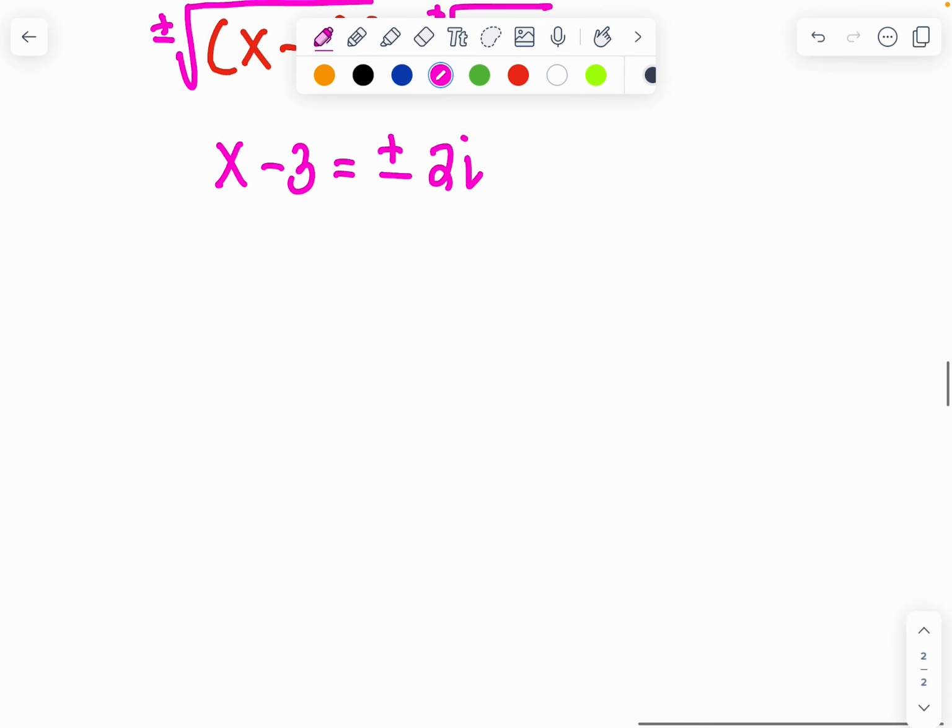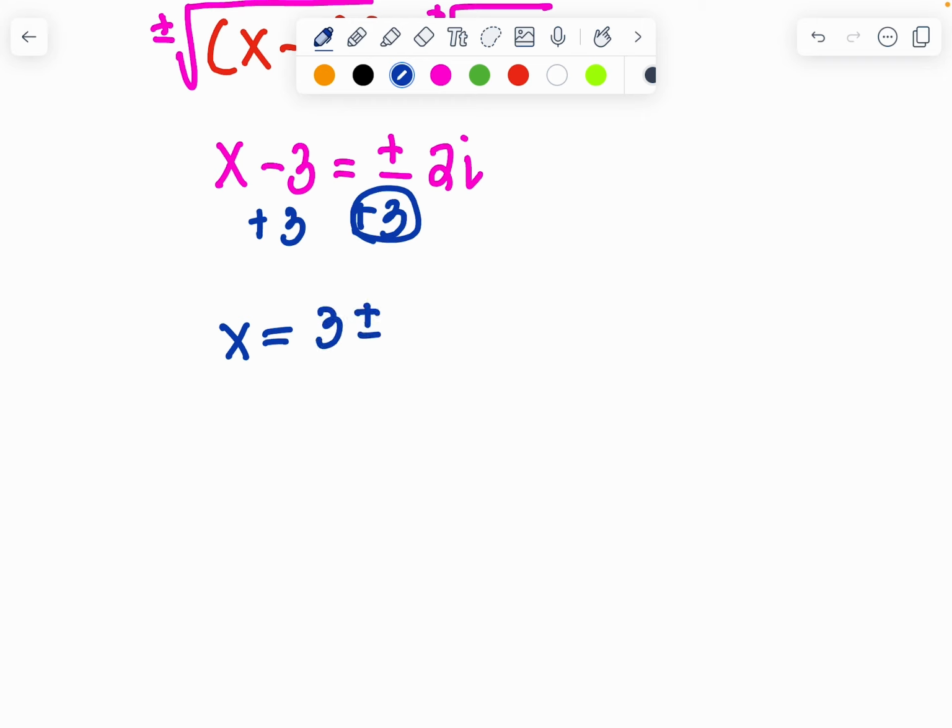All right, x is still not by itself, so I'm going to add 3 to both sides. x equals, remember when writing your answer, this goes first, which is 3, plus or minus 2i. This cannot be simplified anymore. If it was 3 plus 2, you could do 3 plus 2 and 3 minus 2. But it's 3 plus 2i, which I don't know what 3 plus 2i is, and I don't know what 3 minus 2i is. It is what it is, so you just leave your answer like that.